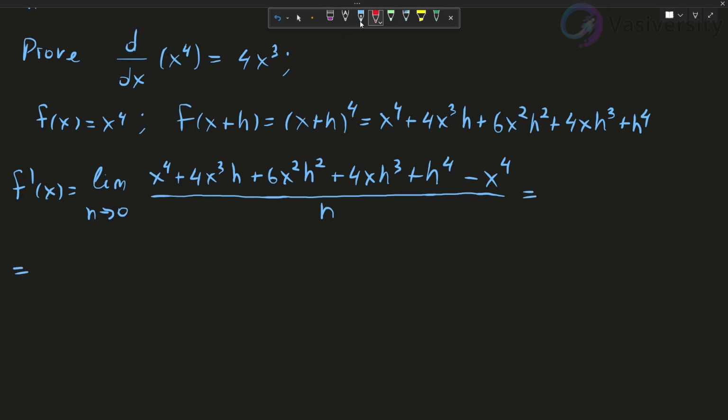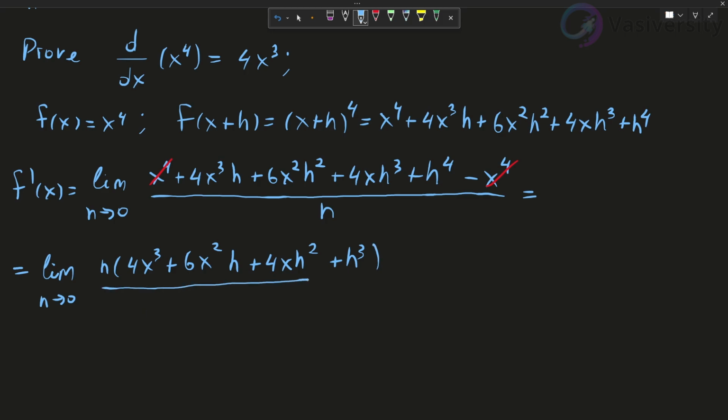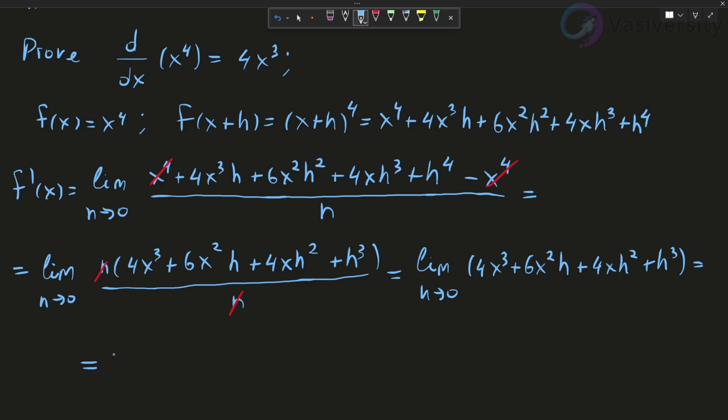So clearly, x to the 4th and x to the 4th cancel out, and all of the rest of the terms have the common factor of h. So we're going to have the limit as h approaches 0 of h times (4x cubed plus 6x squared h plus 4x h squared plus h cubed). See? Perfect. So now that's going to be all over h. So this and this cancel out. So we're going to have the limit as h approaches 0 of 4x cubed plus 6x squared h plus 4x h squared plus h cubed. Plugging in, we have 4x cubed plus 0 plus 0 plus 0, which is equal to 4x cubed. Exactly what we wanted.